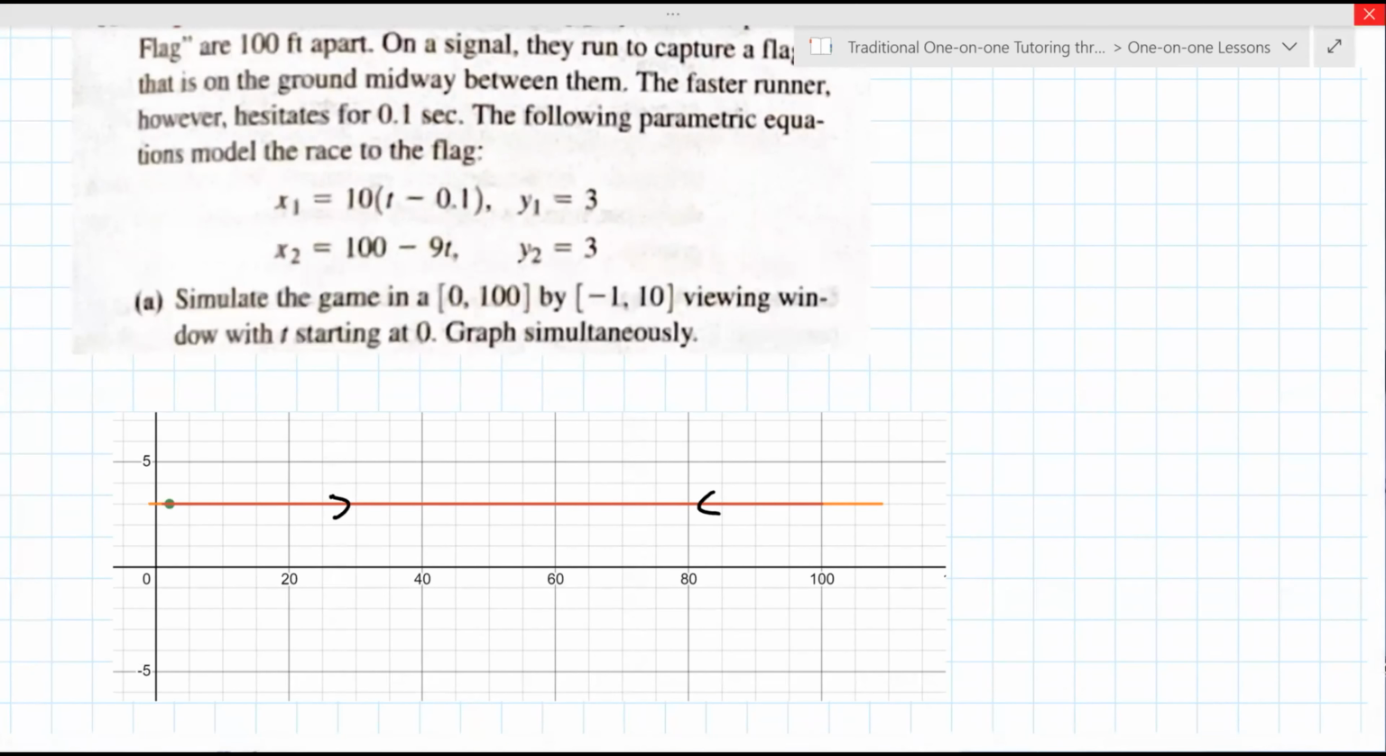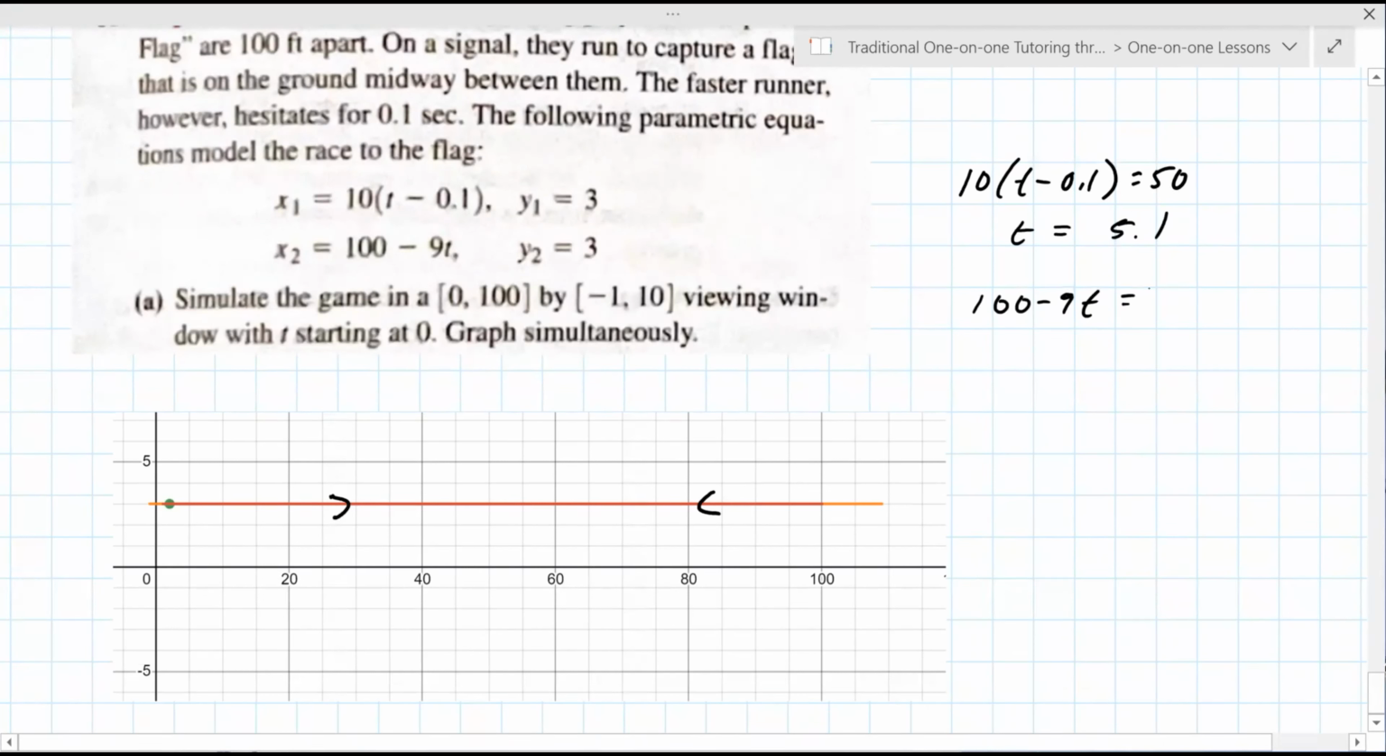And then maybe the next question's a little bit more: who captures the flag and by how many feet? So it's like who gets to the 50 first. You basically just set each equation, 10t minus 0.1 equals 50, and then solve this. So you get t equals 5.1 seconds. And then the other one, 100 minus 9t equals 50.